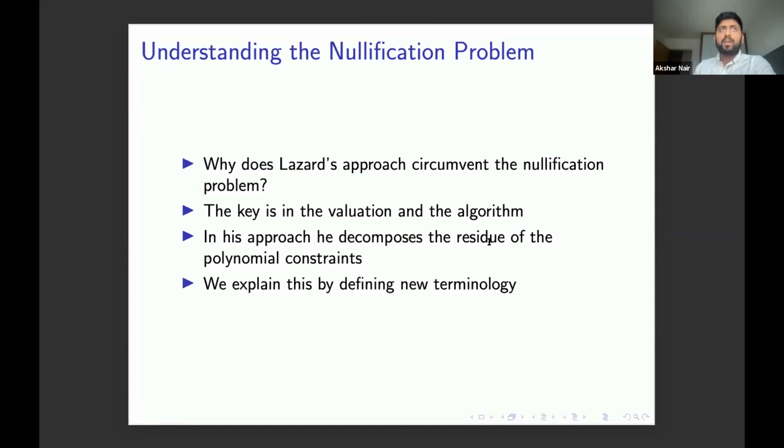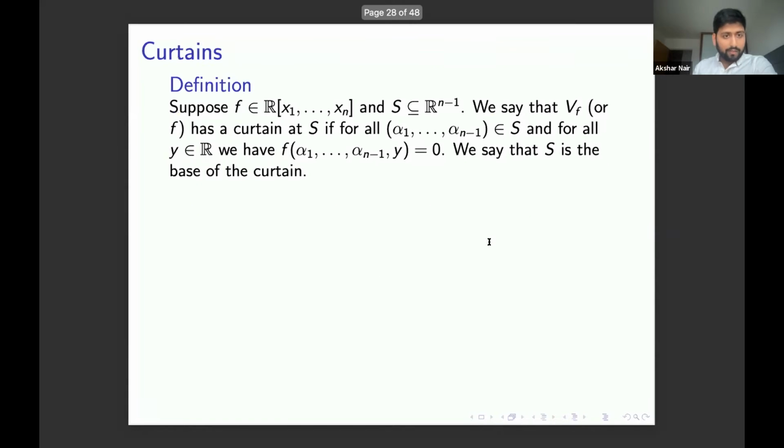And then to explain all of this, we defined new terminology. We defined this object called curtains. You can view them as the regions of the hypersurface of a polynomial where it nullifies. So we take a polynomial f in n variables. We let S be a connected subset, or any sort of subset, of R^(n-1).